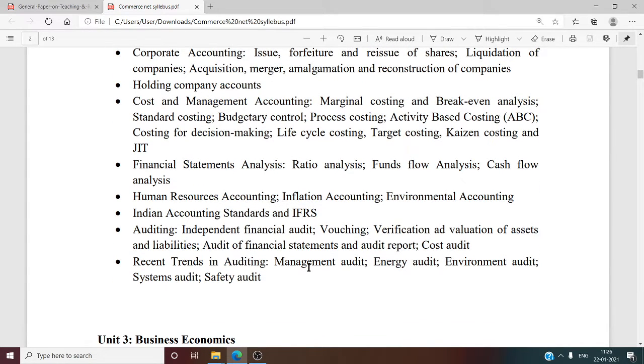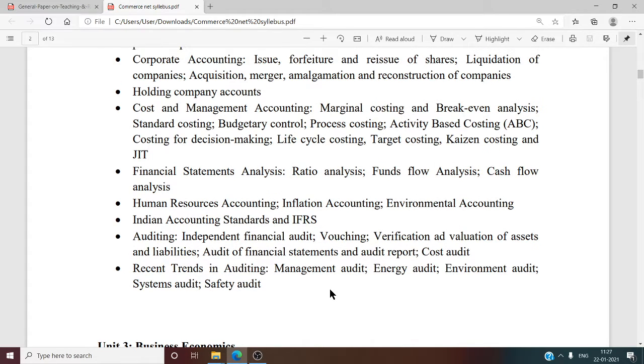Then auditing. Auditing is the latest they have added; before it was not there. Independent financial audit, vouching, verification and valuation of assets and liabilities. Recent trends in auditing: management audit, energy audit, environmental audit, system audit, safety audit. So this is unit number 2, accounting and auditing.